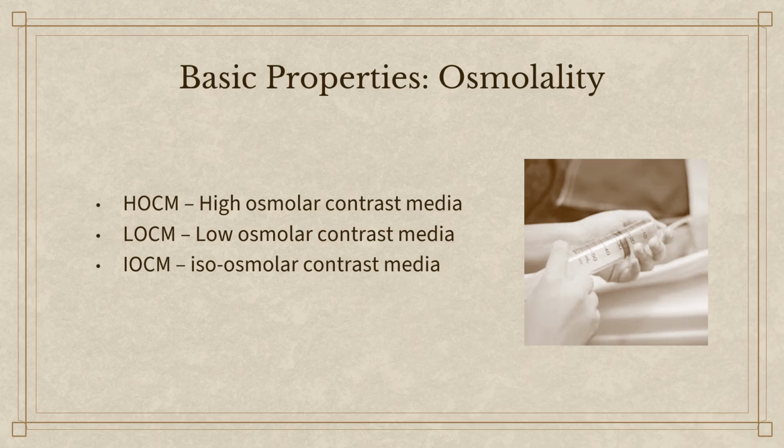When we talk about osmolality, which again is the concentration of dissolved particles, there are three categories. First, there's HOCM, or high osmolar contrast media, which has an osmolality of 1,400 to 2,100 milliosmoles per kilogram. LOCM is low osmolar contrast media, which has 600 to 800 milliosmoles per kilogram. And then there's IOCM, which is isoosmolar contrast material, which has an osmolality of about 290 milliosmoles per kilogram, which is very similar to plasma.